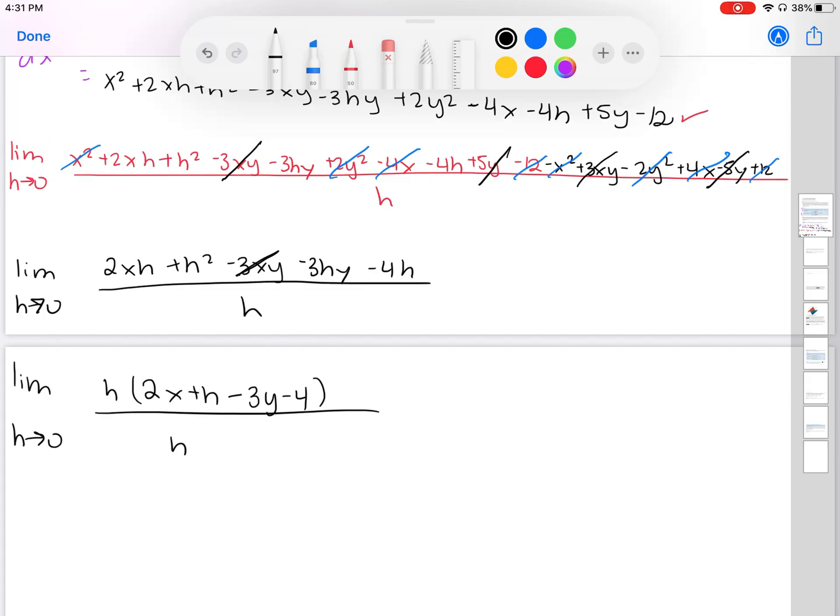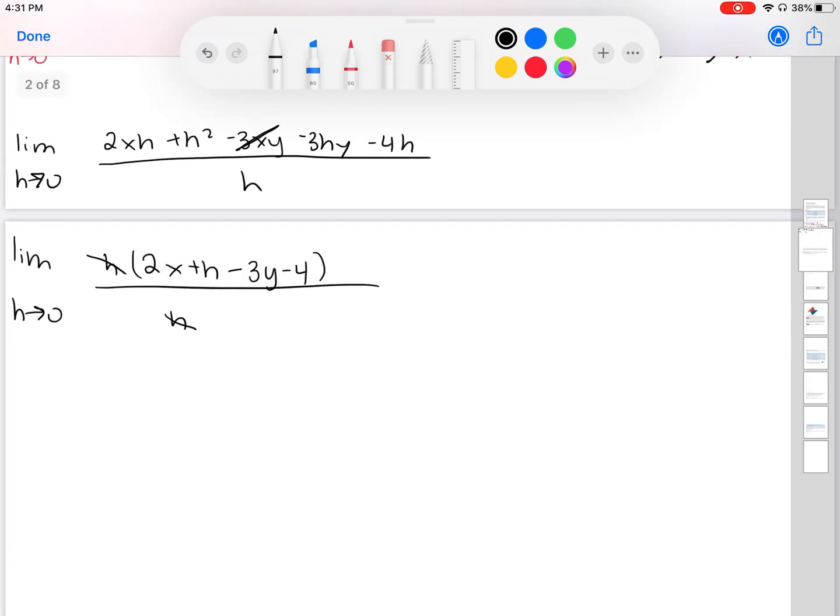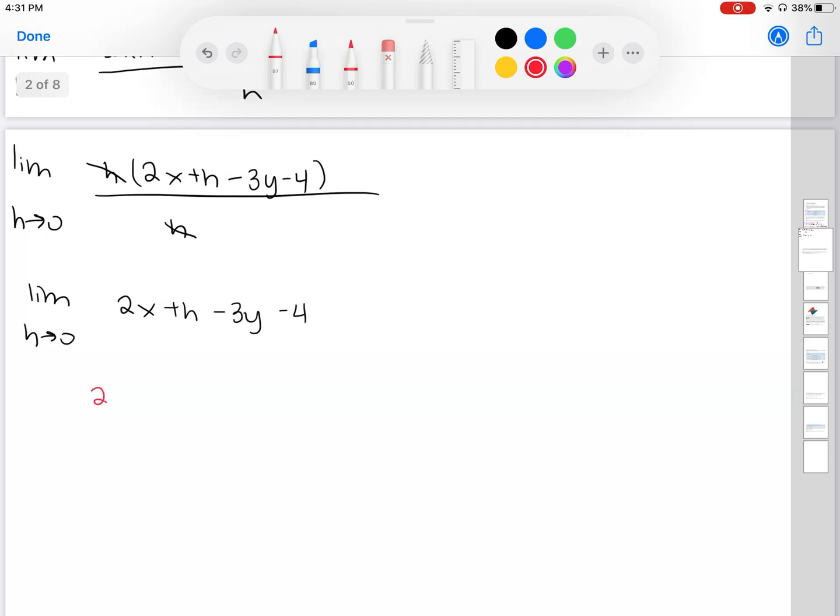Okay, well, we go ahead and we divide to make one worth for that h. So we're left with the limit as h is approaching 0 of 2x plus h minus 3y minus 4. Okay, we substitute in the h, so we're left with 2x plus 0 minus 3y minus 4. Our answer is 2x minus 3y minus 4. So we use that definition above.